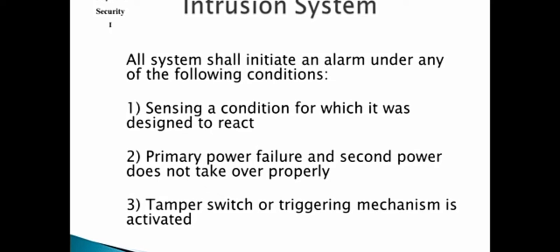All systems shall initiate an alarm under any of the following conditions. This is it: sensing a condition for which it has been designed to detect. If you have an infrared sensor set up and somebody breaks the infrared beam, then it's going to sound an alarm. If you have motion detectors, microwave detectors, if somebody moves around there, it senses because it's going to bounce off the movement and it's going to set it off.